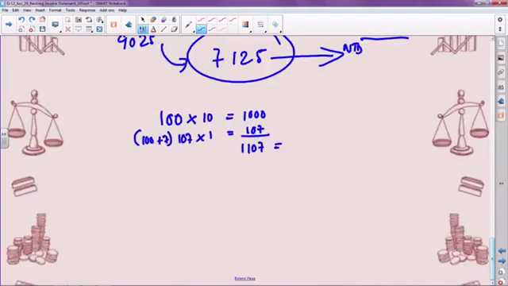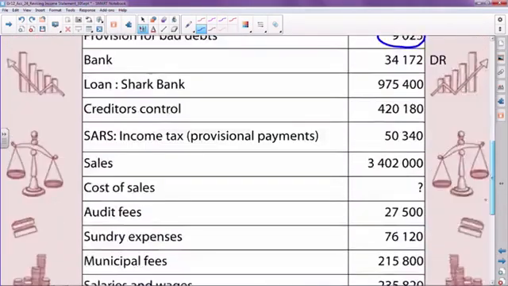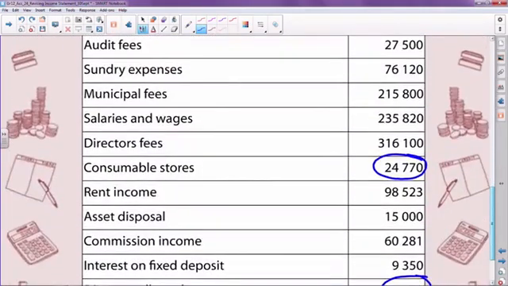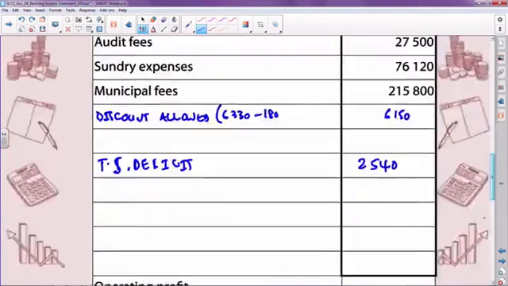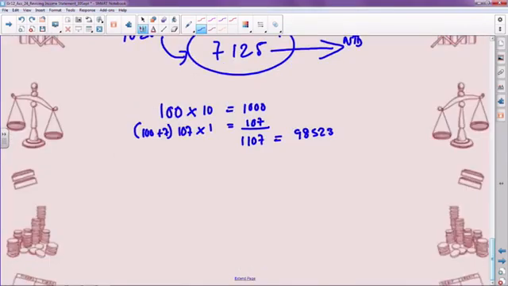1,107 is equal to, what is my rent income figure that is given to me? Let's identify it. Rent income, 98523. So let's put it in. 98523. What is it that you want to calculate? Remember, you want to calculate the 1 month. And what is that 1 month? That 1 month is 107, because it's your rental for February. 107 is equal to my unknown.